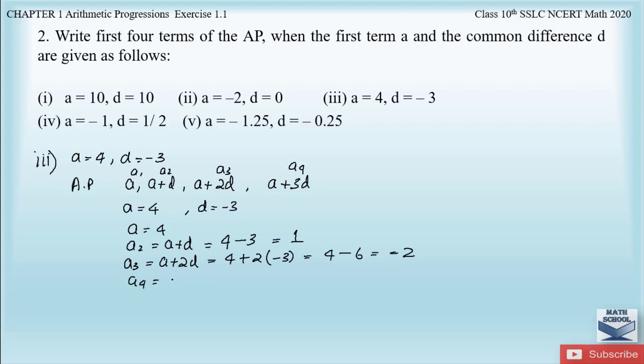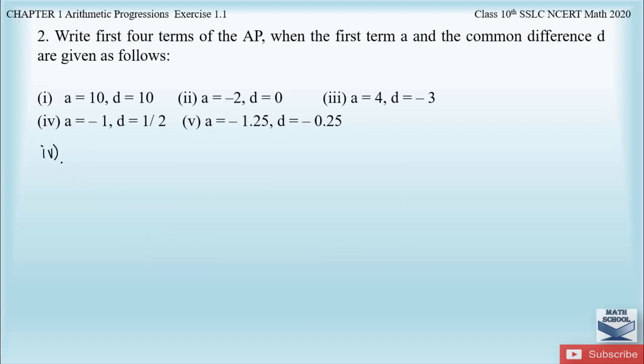Then a4 is a plus 3d. So a value is 4 plus 3 into d is again minus 3. So 4 minus 3 3s are 9. So 4 minus 9 is minus 5. Therefore the first 4 terms of AP are, the first term is 4, second term is 1, third term is minus 2 and fourth term is minus 5.